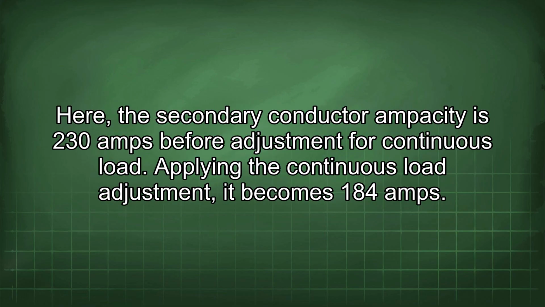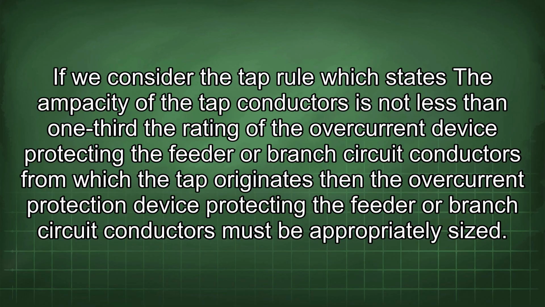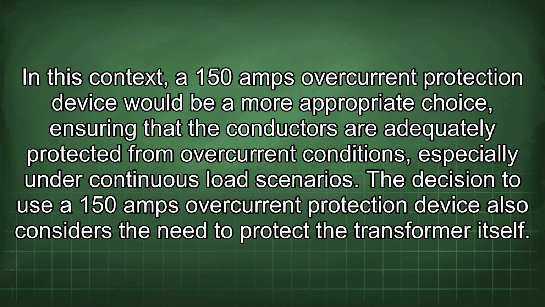Here, the secondary conductor ampacity is 230 amps before adjustment for continuous load. Applying the continuous load adjustment, it becomes 184 amps. If we consider the tap rule, which states the ampacity of the tap conductors is not less than 1/3 the rating of the overcurrent device protecting the feeder or branch circuit conductors from which the tap originates, then the overcurrent protection device protecting the feeder or branch circuit conductors must be appropriately sized. In this context, a 150 amps overcurrent protection device would be a more appropriate choice, ensuring that the conductors are adequately protected from overcurrent conditions, especially under continuous load scenarios.